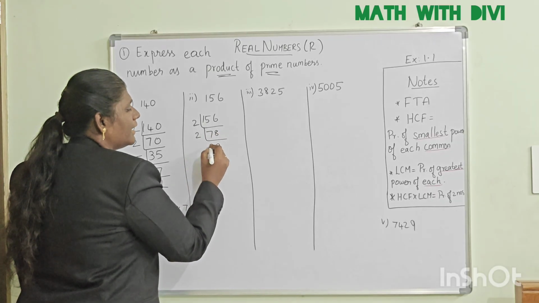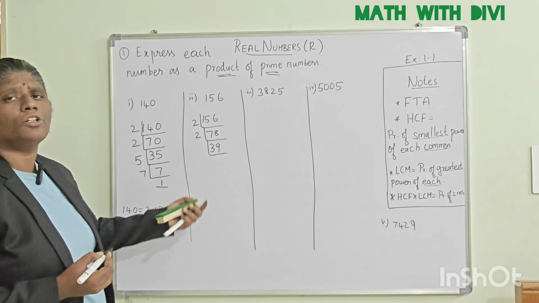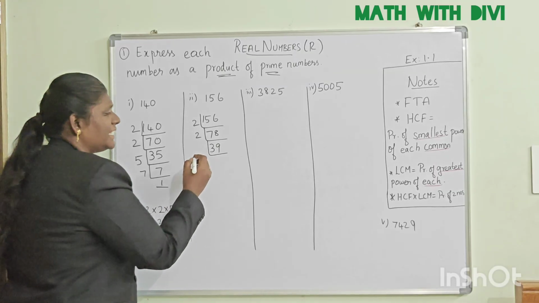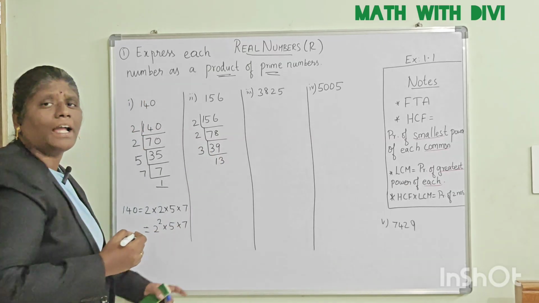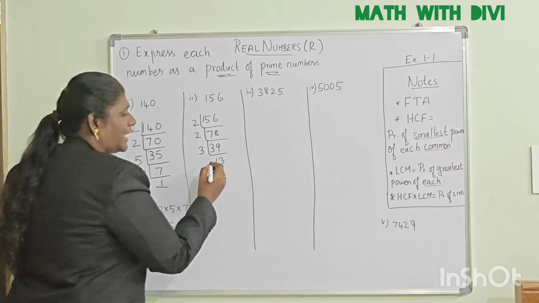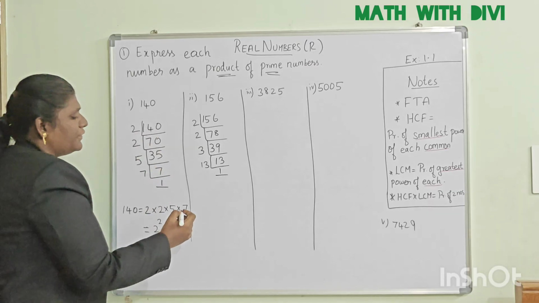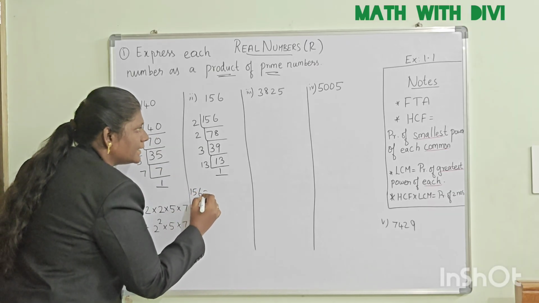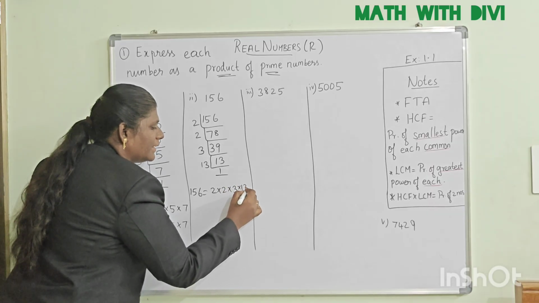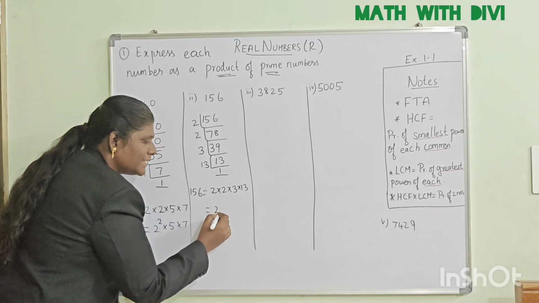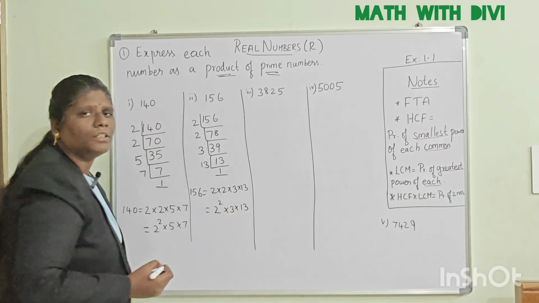So 39. Again, it ends with 9, so it is not an even number. Using divisibility rules, if we check, it will come in the 3 table. 1 3 is 3, 3 3s are 9. Again, 13 is a prime number, so we cannot go with another table. 13 1s are 13. So 156 can be expressed as 2 into 2 into 3 into 13. In exponents, 2 square into 3 into 13. So that's the answer.